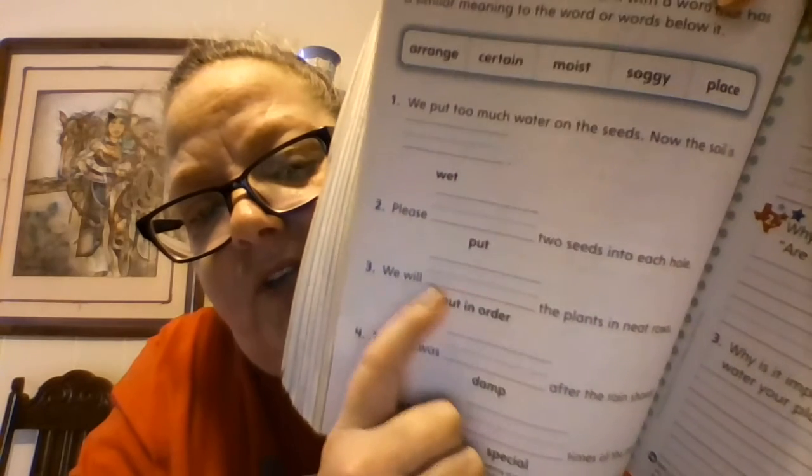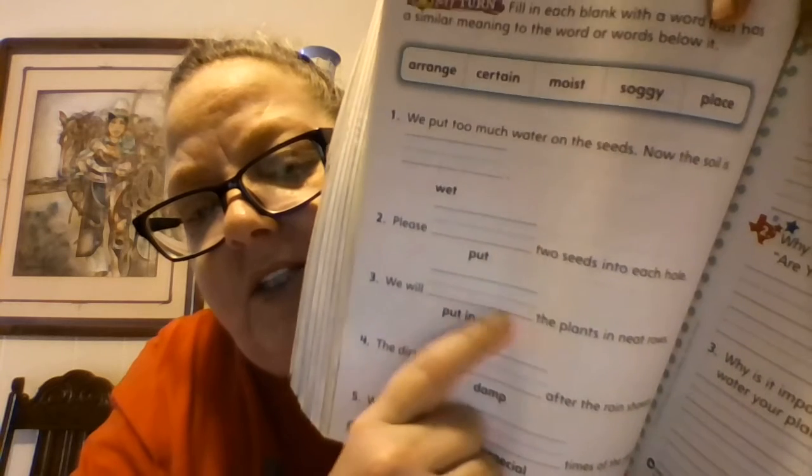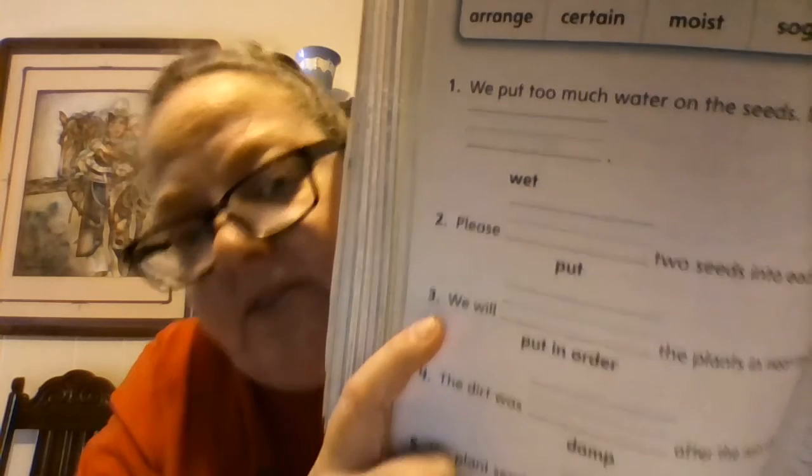So right here, where it says we will, number 3, arrange. So you're going to write arrange right here. Arrange goes right here, right, number 3. Okay? So I'll let you do that.